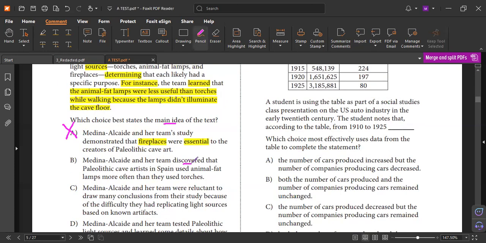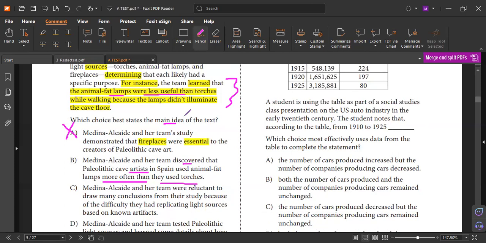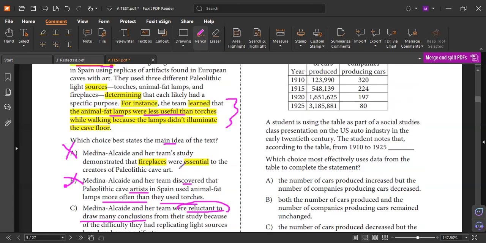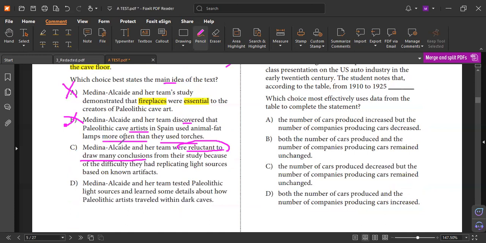Again, they discovered that Paleolithic cave artists in Spain used animal fat lamps more than they used torches. That is, no, they mentioned that they were less useful, not more often used. So B is wrong. That's what I'm telling you about. We give you ideas not mentioned. Again, they were reluctant to draw many conclusions. They refused. They wouldn't like to study, and they tested. How? They tested and they used and they learned, so it's not supported.